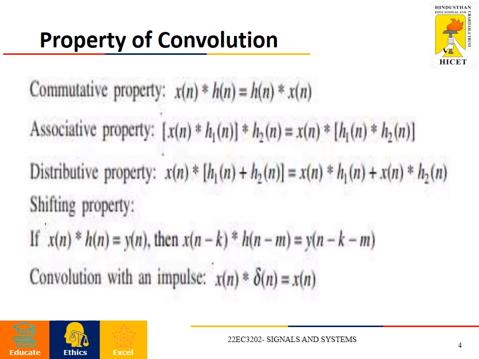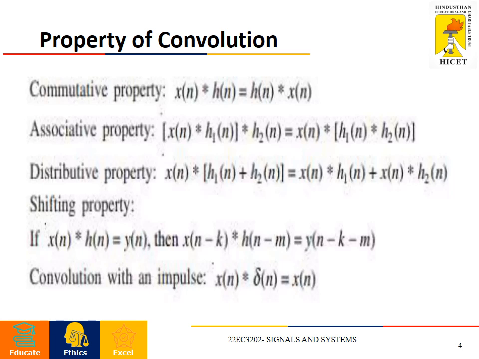The next topic is the distributive property. Here h1 of n plus h2 of n, the answer convoluted with x of n, will be the same as x of n convoluted with h1 of n plus x of n convoluted with h2 of n.